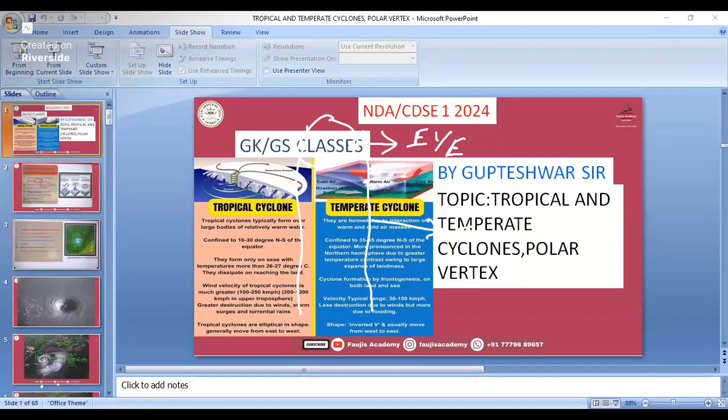And see why, when a tropical cyclone is reaching the Earth's surface, that means what? Land surface, continental part. So there will be what?